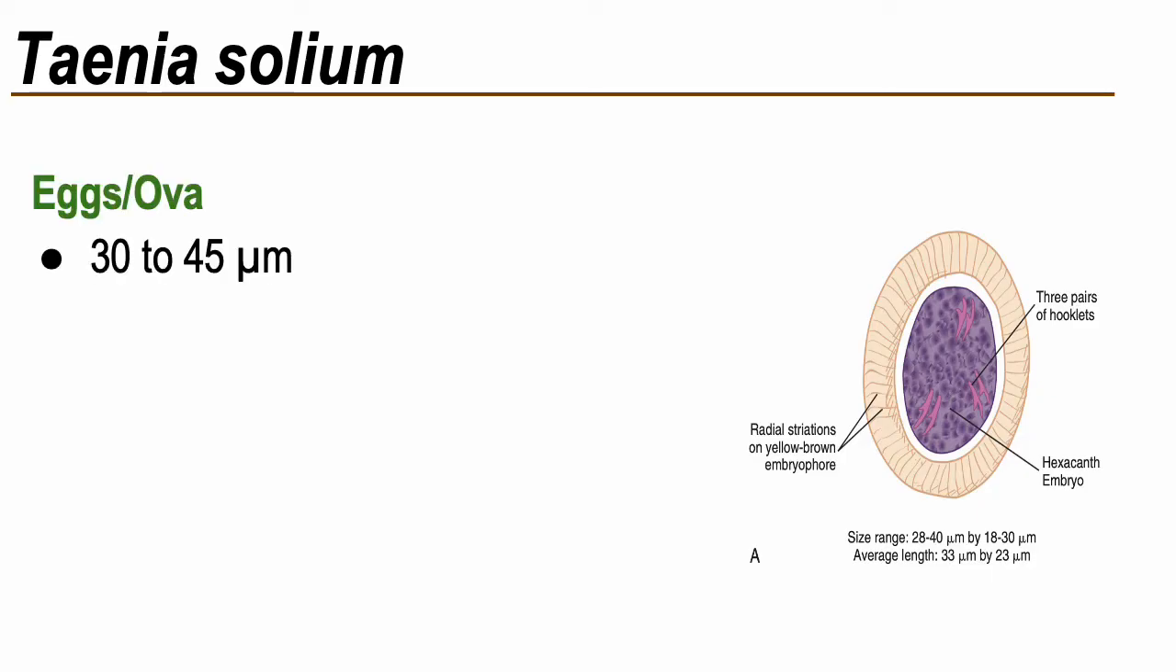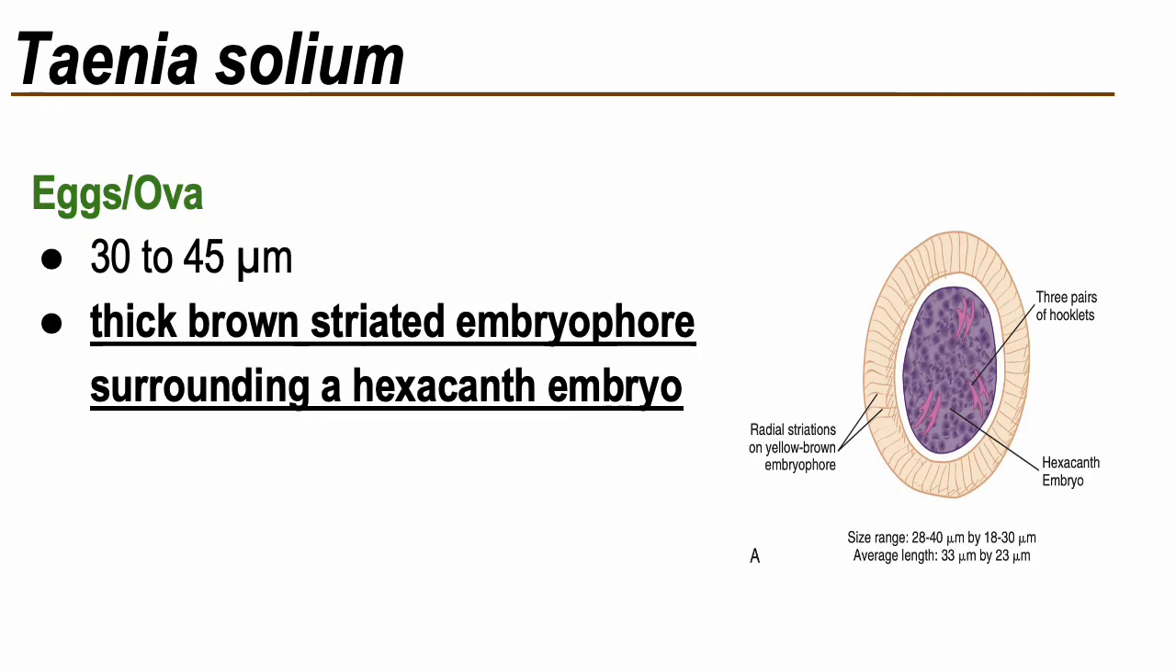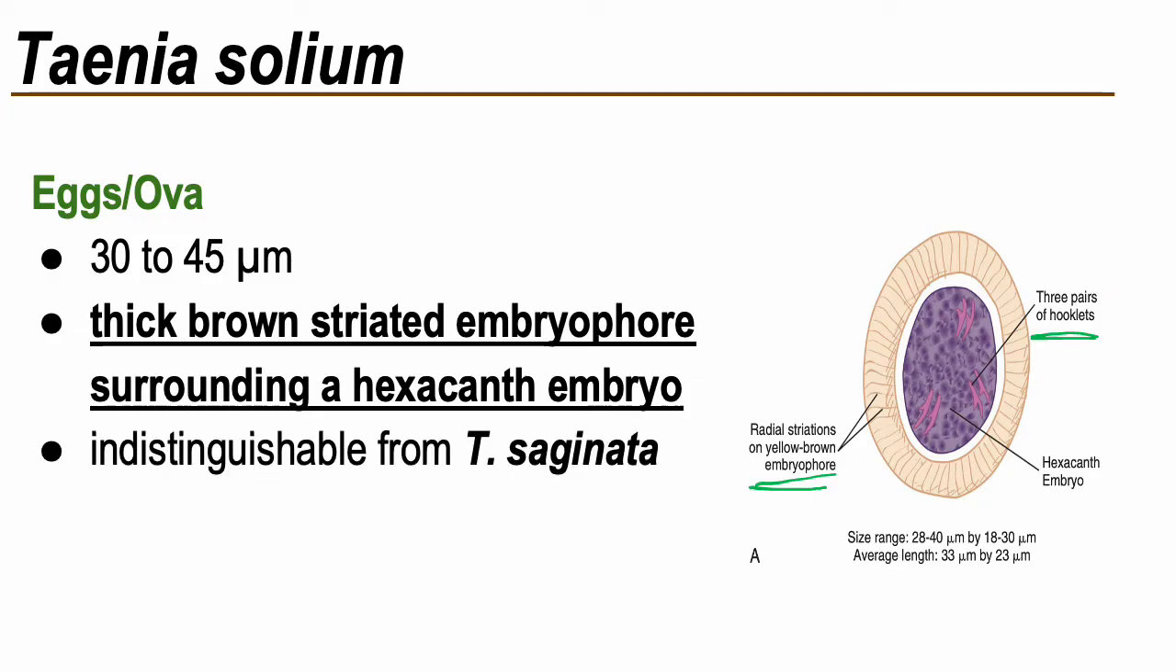So for the eggs or ova, this is 30 to 45 micrometers and it contains a thick and brown striated embryophore. This is the outer covering of our eggs or ova. This protects the hexacanth embryo. When we say hexacanth embryo, this is an embryo or a developing larva that contains 3 pairs of hooklets. Again, this is indistinguishable from other Taenia species such as Taenia saginata.